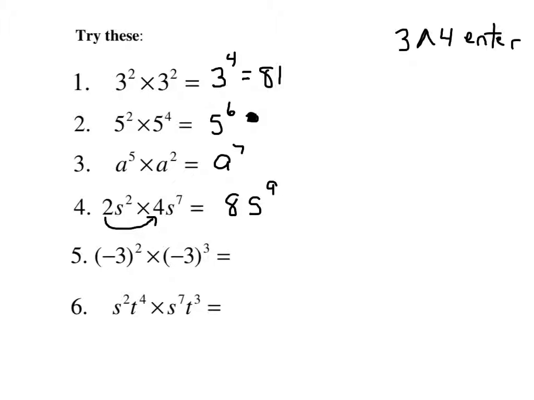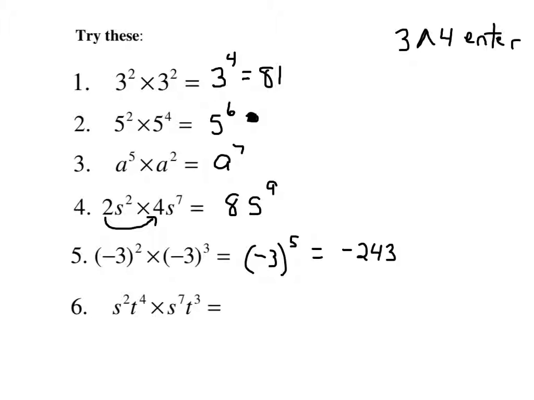On the next one, you're going to keep the base. Remember, you have negative 3. And then you add the exponents together. So 2 plus 3 makes 5. So you have negative 3 to the 5th power. Be careful when you're entering that into the calculator that you use the parentheses. And you will get, let's see, I believe you get negative 243. Now remember, whenever you raise a negative number to an odd power, the answer will be negative. If you raise a negative number to an even power, the answer will be positive.